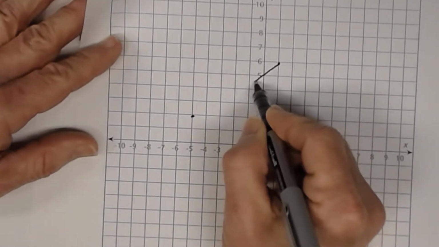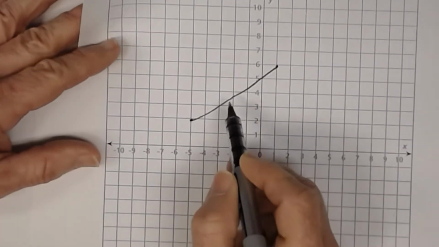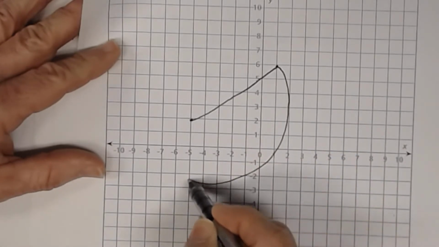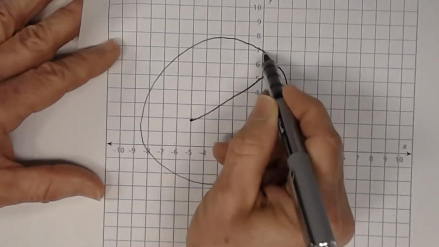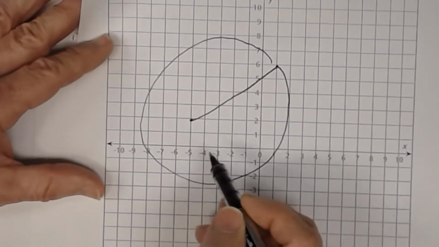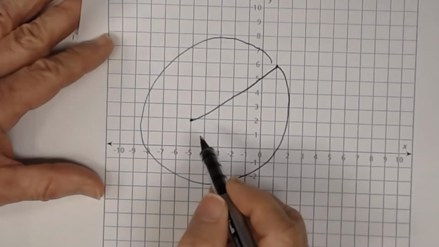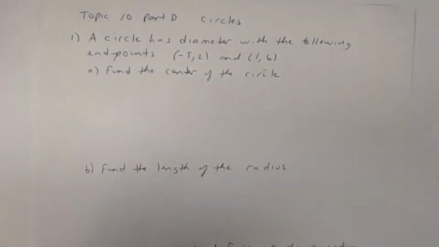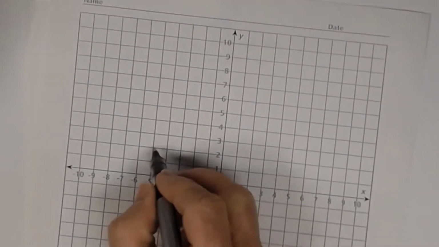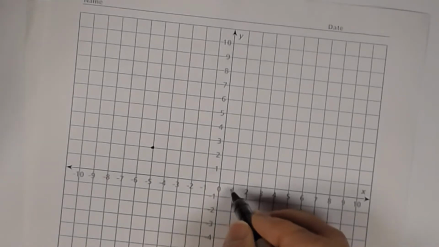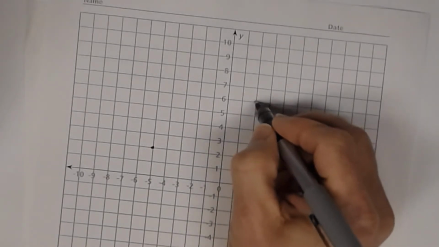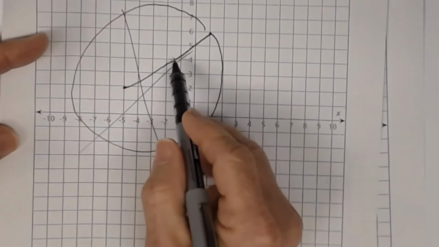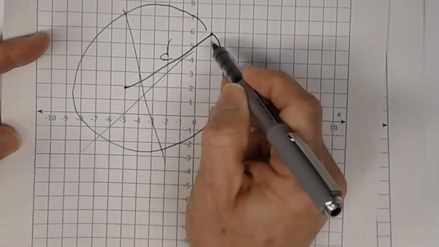And then here's 1, 6. I'm not drawing this very well because I'm doing it by hand, but that's the diameter of a circle. Oops, I didn't do a good job. Let me do the diameter again. So negative 5, 2 and 1, 6, because this is the diameter. What I was doing was drawing the circle thinking that was the radius. Remember, this is the diameter of a circle.